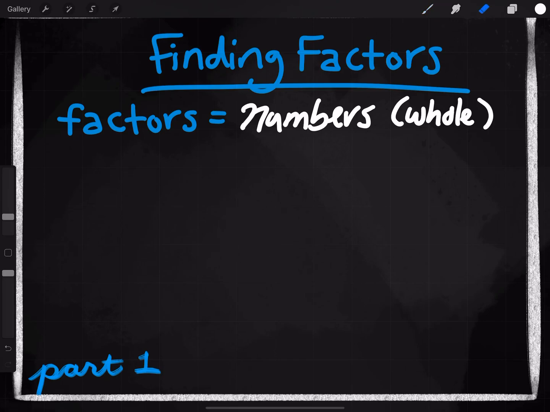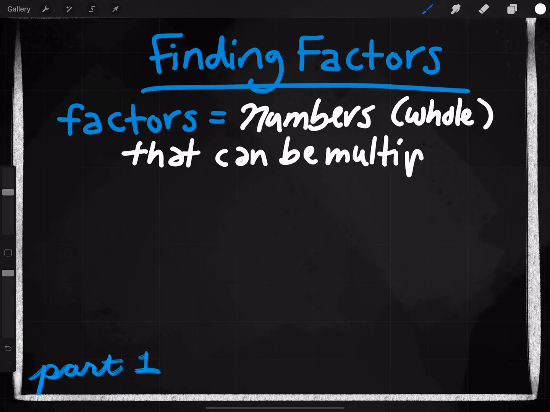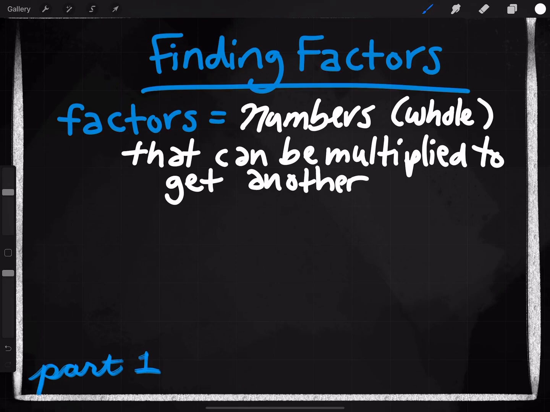They have to be numbers that can be multiplied to get another number. That's why you never just say, is it a factor? You say, is it a factor of another number?